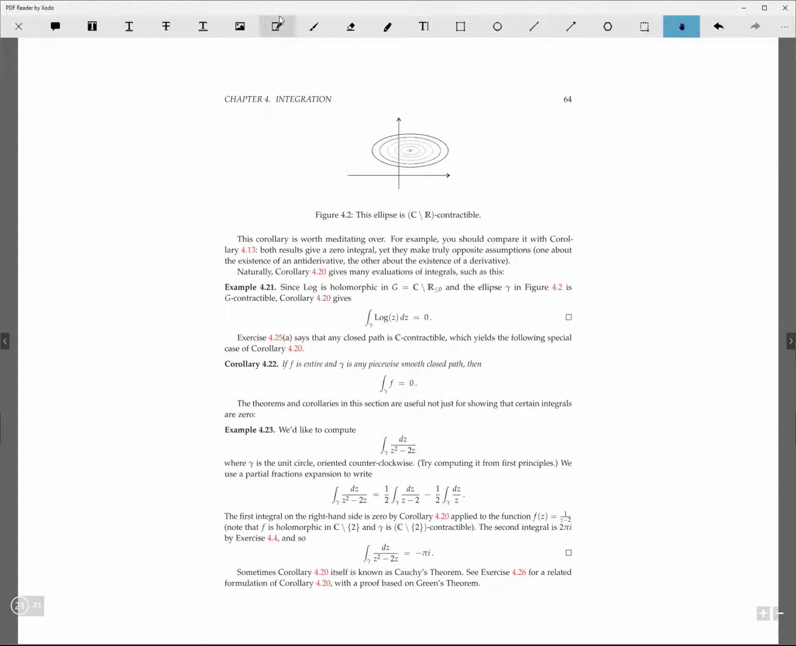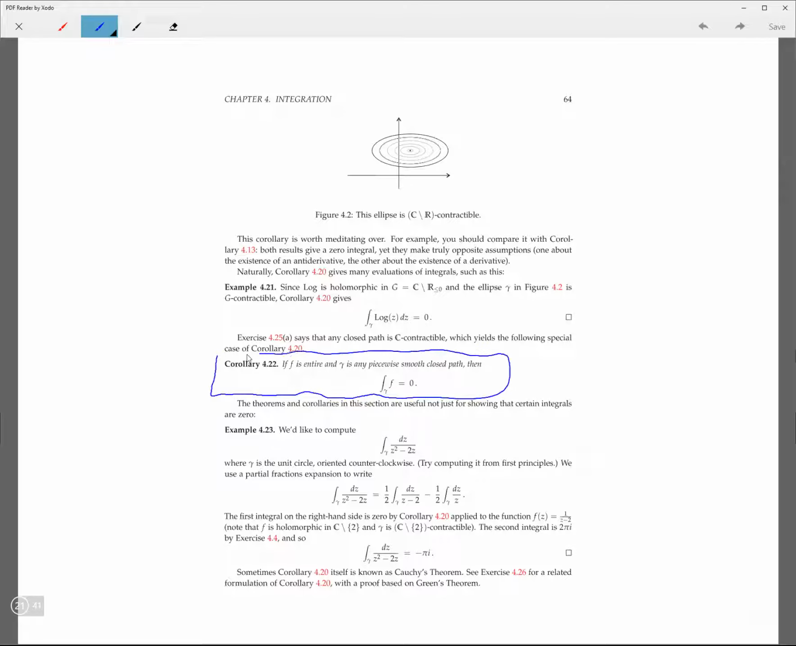So this doesn't mean, basically, if it is inside G, then it will be closed, or it has to be closed as well, even if it is inside G. It has to be closed.